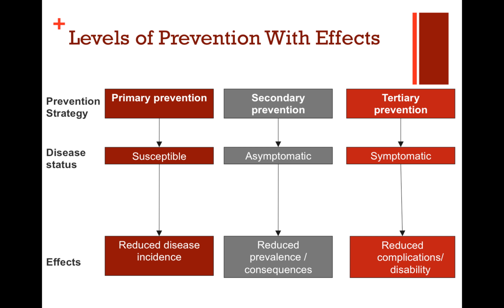So again, this slide you should look at, you should study it. I will be asking a question on the exam and I will give it to you. I will ask you, what are the 3 levels of prevention? So primary, secondary, tertiary. What is the disease status? What's the effect? So be able to define all of those and give an example.